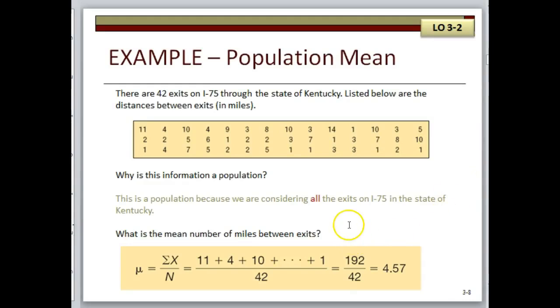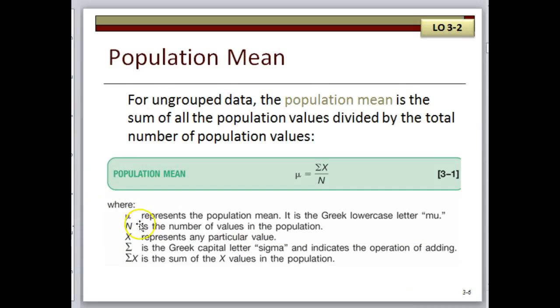And then to find the mean number of miles between exits, we're going to use our equation mu equals the sum of x divided by n. So if we go back to this slide here, n is the number of the values in the population. Mu represents our population mean. The sum of x is the sum of the x values in the population.